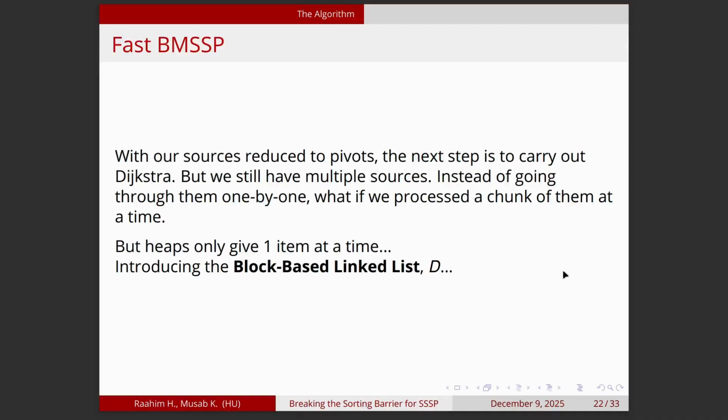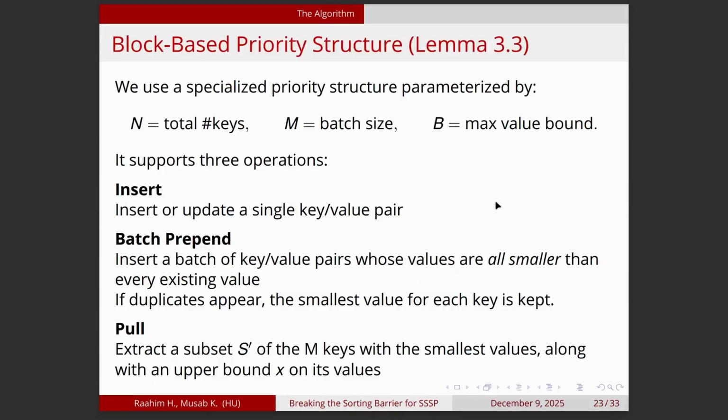So now, with our set of sources reduced to a handful of pivots, the next step is going to be very similar to Dijkstra, but since we have multiple sources, instead of going through them one by one as you would using a heap, what if we process them as chunks at a time? For this purpose, the paper introduces the block-based linked list, the data structure D. This data structure D stores key value pairs where the values give priorities, but it also has three special parameters. N is the total number of keys it can have, M is the batch size which it can extract at a time. So while heaps can only extract one element at a time, this data structure can extract M.